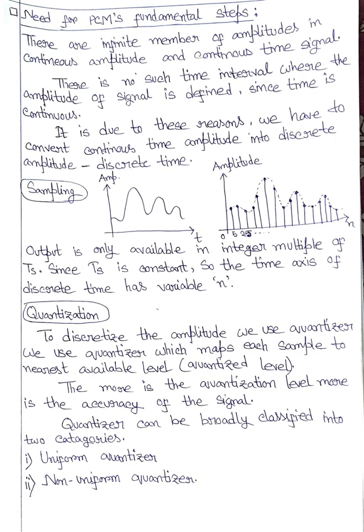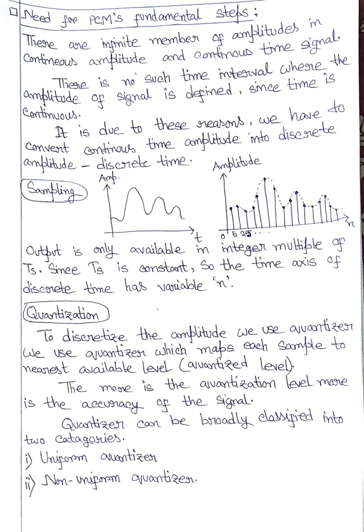So in the sampling, you can see the graphs. The first graph is amplitude versus time graph, and the second graph is amplitude versus n graph. Output is only available at integer multiples of Ts. Since Ts is constant, the time axis of discrete time has variable n. Next, the quantization: to discretize the amplitude, we use a quantizer, which maps each sample to the nearest available level or quantized level. The more quantization levels, the more accurate the signal.